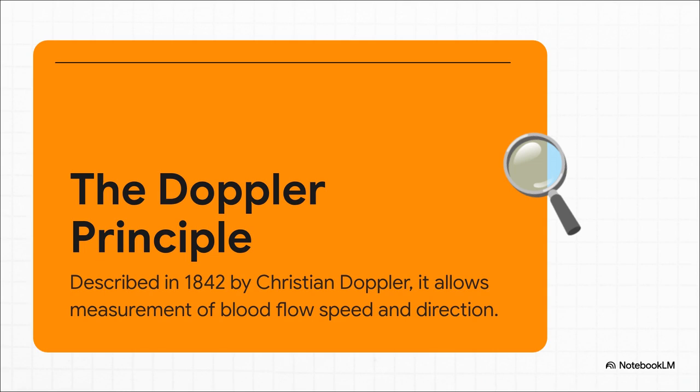You've experienced this a million times. It's the reason an ambulance siren sounds higher pitched as it's racing towards you and then lower as it moves away. Well, by sending sound waves into the body and listening to how the frequency of those echoes changes, doctors could actually measure the speed and direction of moving red blood cells.